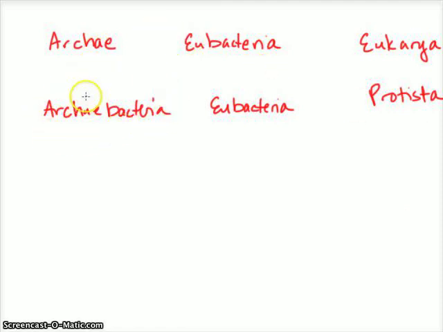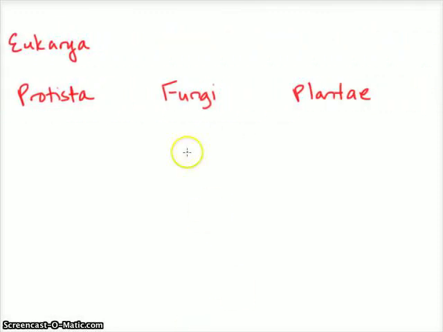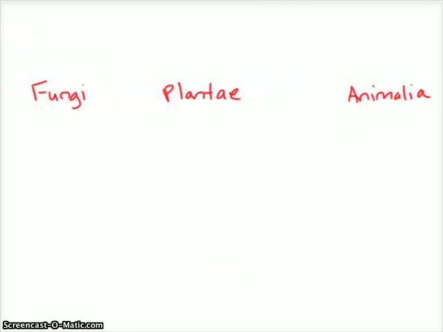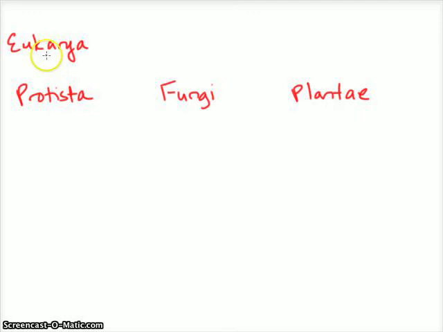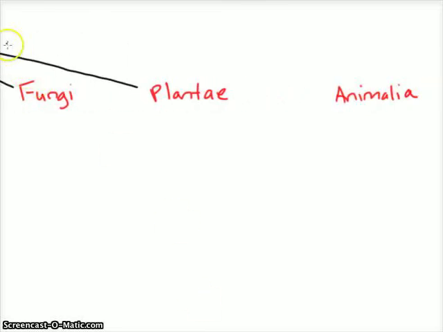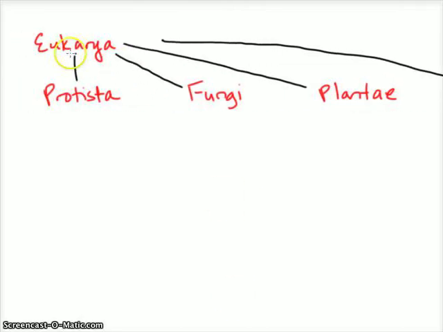Kingdom Archaebacteria corresponds to domain Archaea. Kingdom Eubacteria corresponds to domain Eubacteria. Kingdom Protista, fungi, plantae, and Animalia all correspond to domain Eukarya. So these are the branches of classifications that fall in the domain Eukarya.